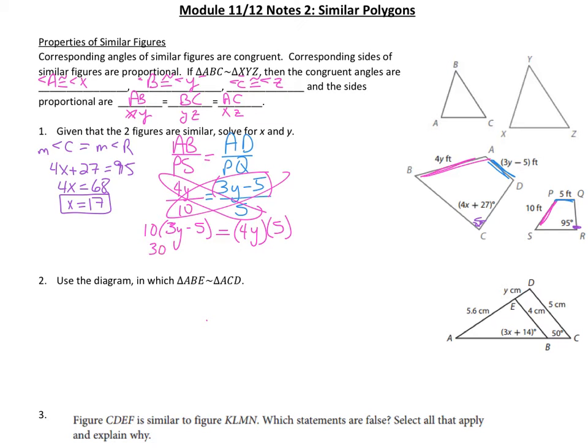When we distribute, we get 30y minus 50 equals 20y. If I subtract my 30y over, I get negative 50 equals negative 10y. But once I divide, I end up with a positive 5 for my y value.